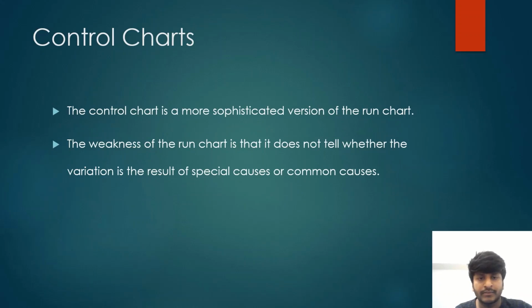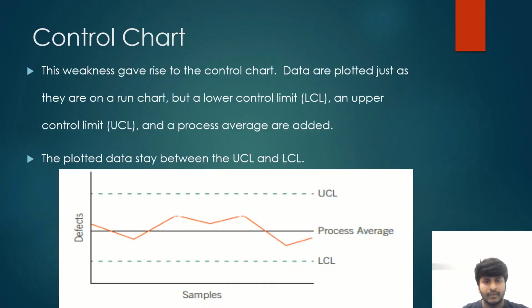The control chart is a more sophisticated version of the run chart. The run chart records the output results of a process over time. For this reason, the run chart is sometimes called a trend chart. The weakness of the run chart is that it does not tell whether the variations in the result are from special causes or common causes. Thus, this weakness gave rise to the control chart.